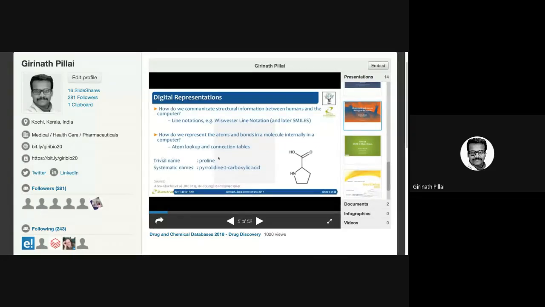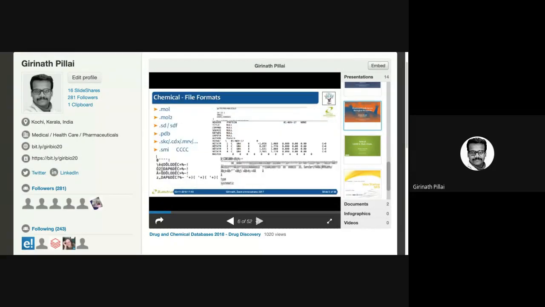If you look at the trivial or traditional name, it's proline, but when you look at the IUPAC or systematic name, it is pyrrolidine-2-carboxylic acid. So this is how you represent it. Certain packages understand the traditional name, certain packages understand the IUPAC name, and certain packages don't understand either, they just understand what I'm showing you here, the SMILES. Otherwise, they will specifically understand these file formats.